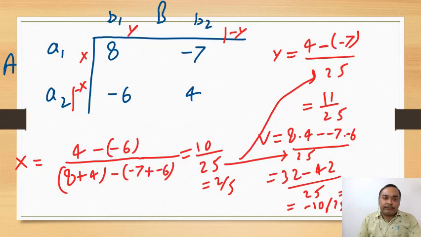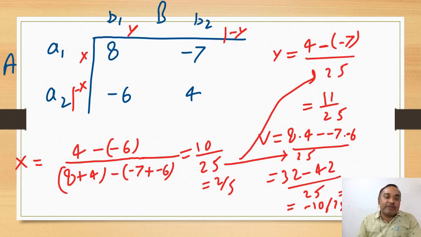Just take one example. For instance, I will take a basic example of a 2 by 2 matrix. Player A has two options, A1 and A2, and player B also has two options, B1 and B2. Player A adopts the A1 strategy with probability X and A2 with probability 1 minus X. B adopts B1 with probability Y and B2 with probability 1 minus Y. First of all, as I have already told you, we should always check whether the saddle point exists or not. Here, if I check -7, -6, 4, 8, there is no saddle point.